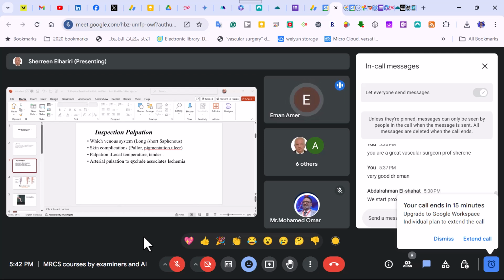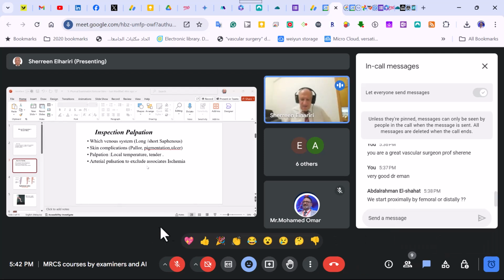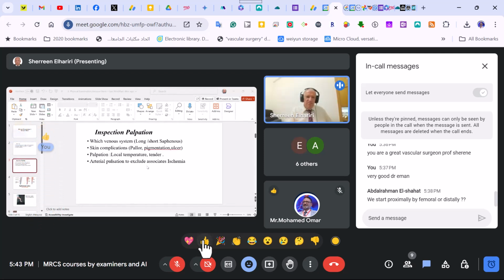Looking for lipodermatosclerosis or eczema, pigmentation, or any venous ulcer, or a blow out or saphenovarix of the saphenous. After that, of course, in any examination of the lower limb, you also need to examine for the arterial supply. Okay, so let's go one by one.